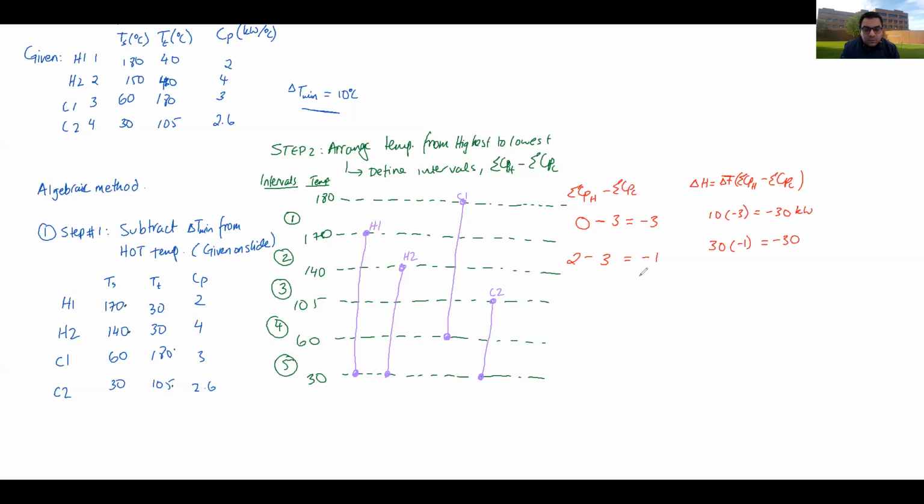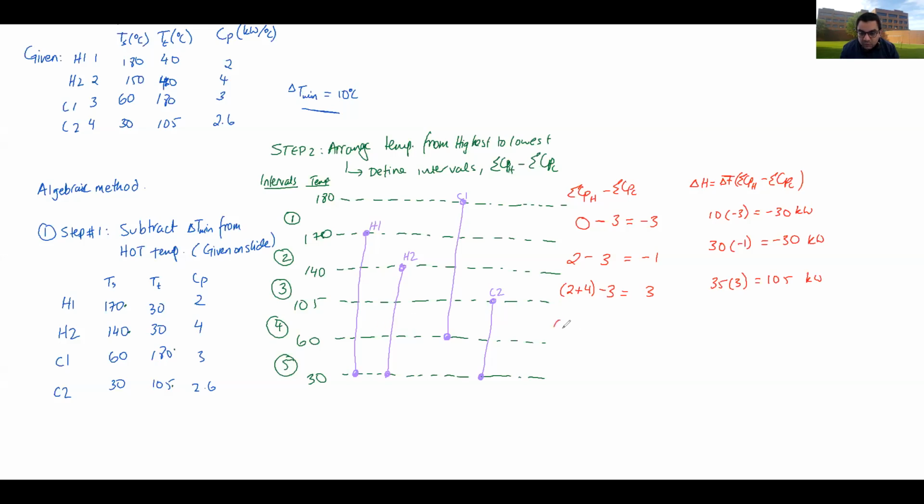Okay, so go to the third interval here. Summation of CP hot is H1 plus H2, so it's equal to 2 plus 4, minus summation of CP cold. I only have C1, which is 3, so this is 6 minus 3, which is 3. And the delta H for this interval is 140 minus 105. This is 35 multiplied by 3, which is equal to what? 90, 15, 105, right? 105 kilowatts.